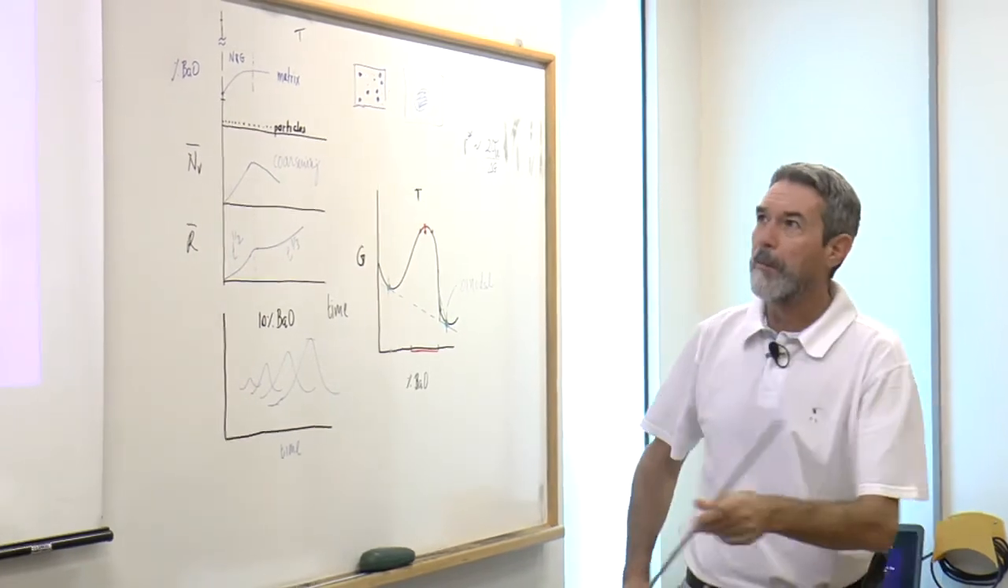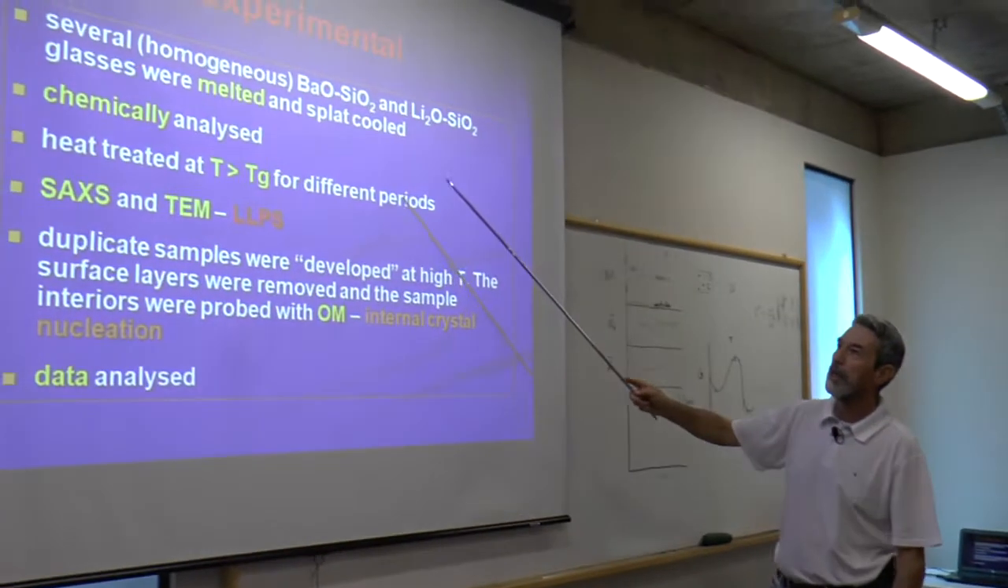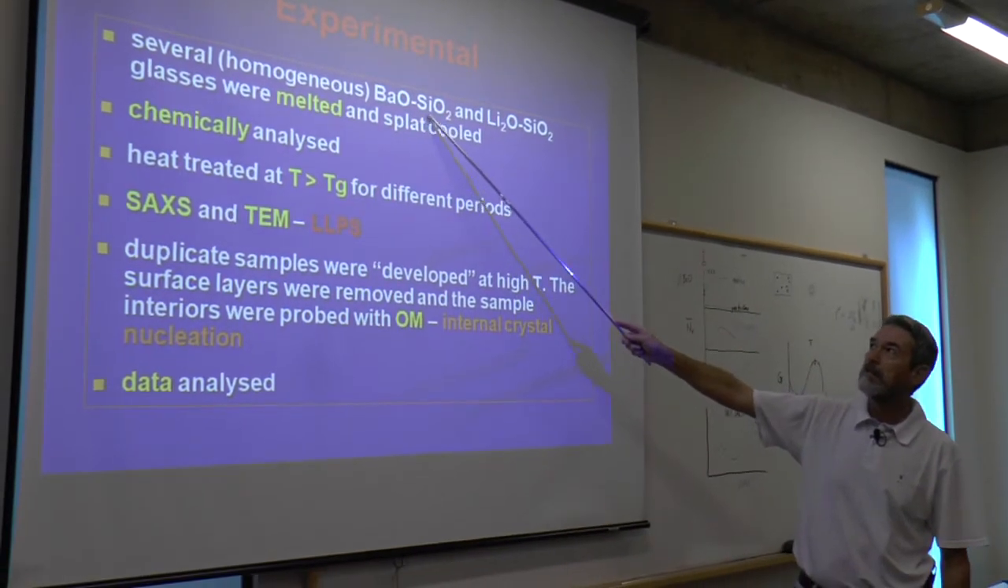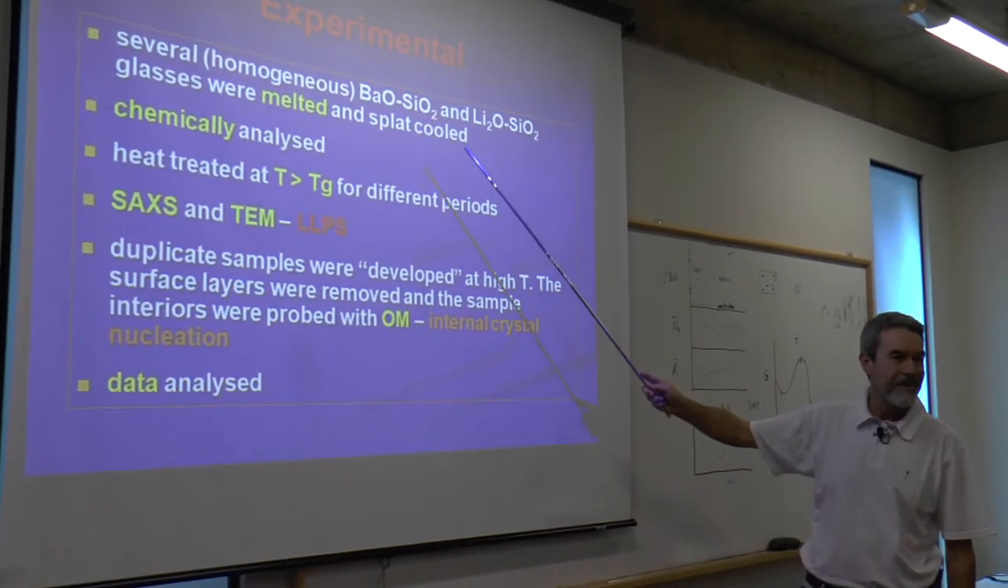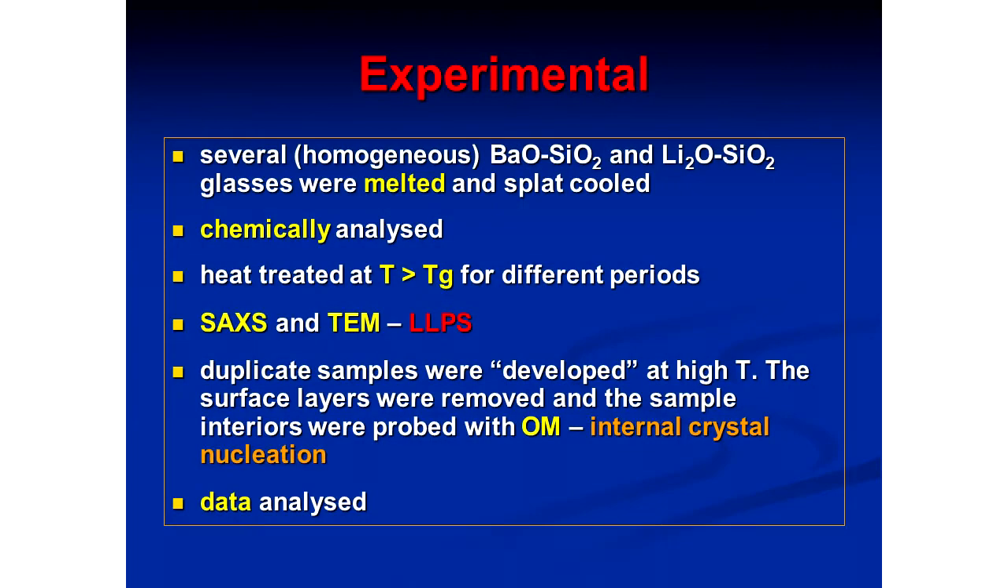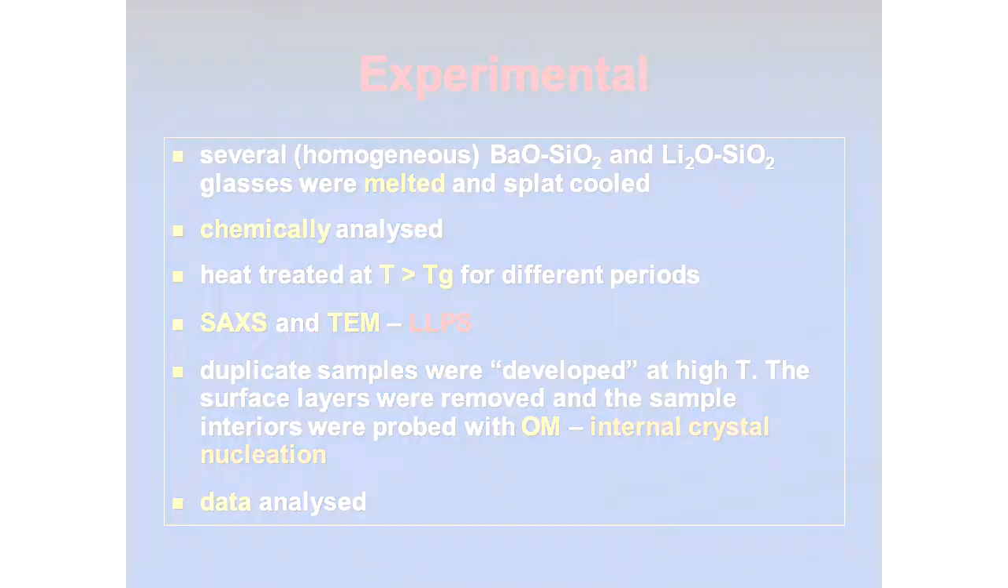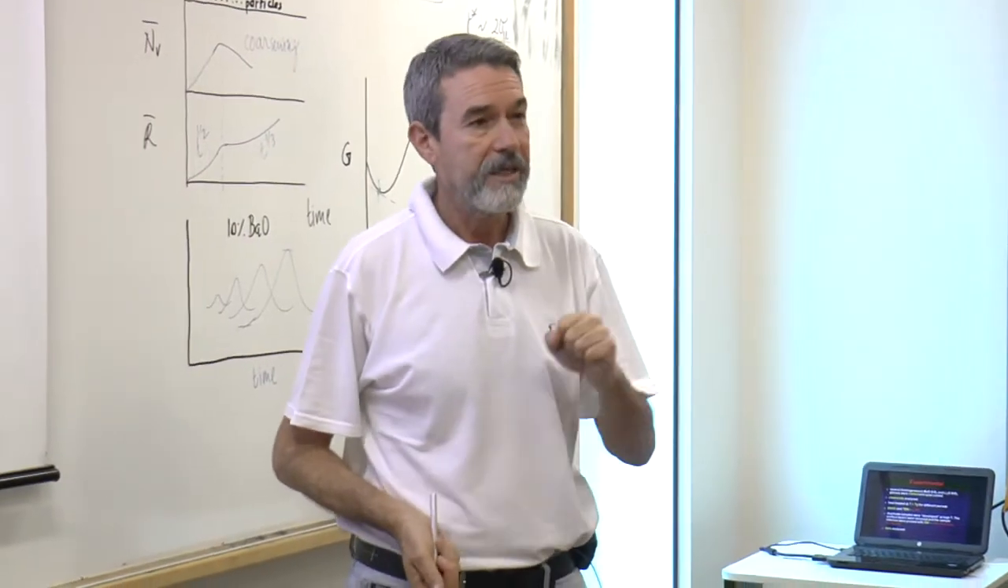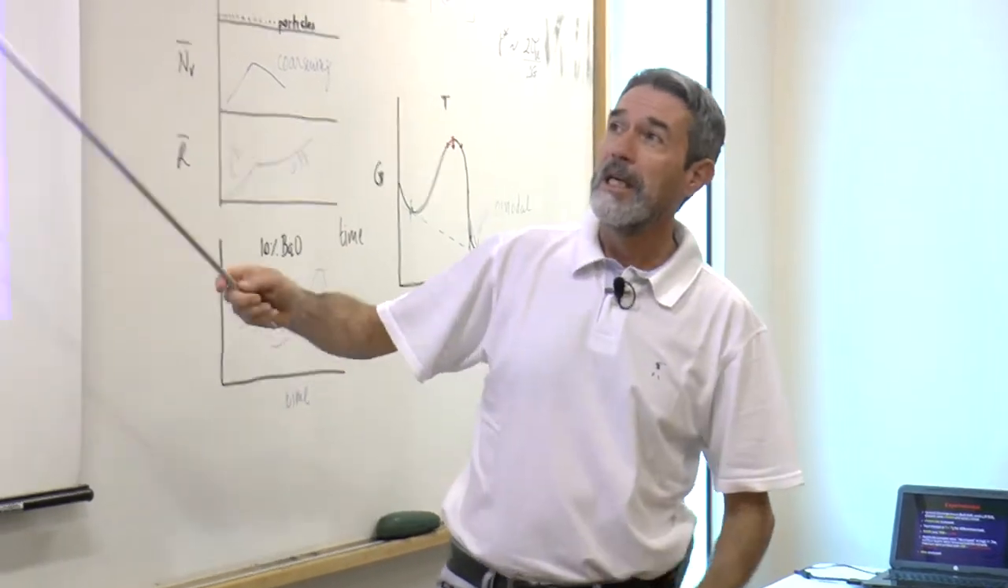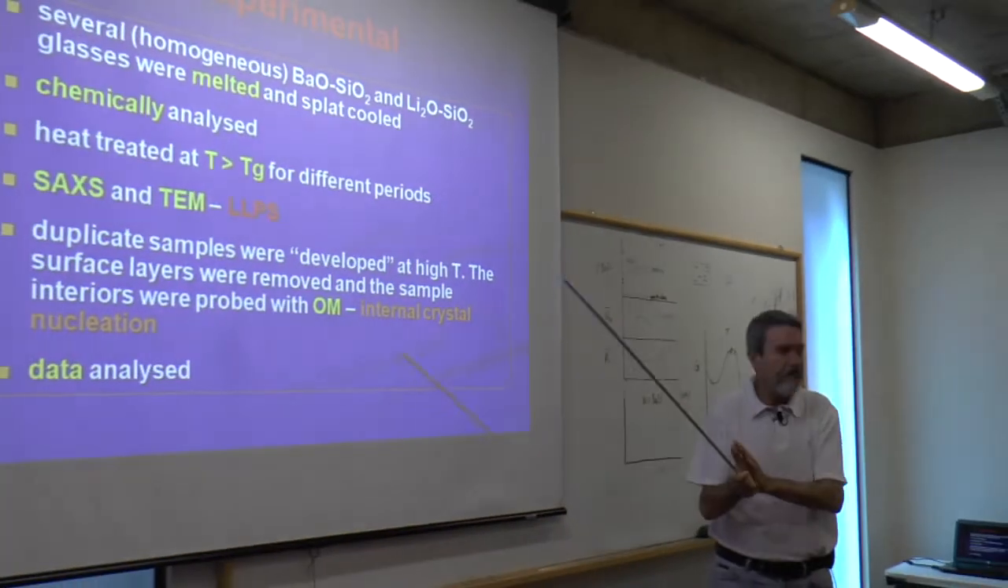The experimental parts were, we made several glasses of both systems, just trying to make sure that they were homogeneous, at least above the liquidus. They're really well mixed and homogeneous, bubble-free, and so on. And there are techniques to test how homogeneous a glass is. I can tell you later. They were melted, and they were very fast quenched.